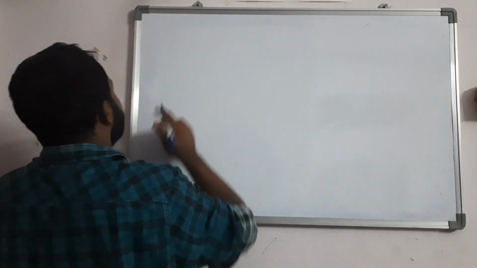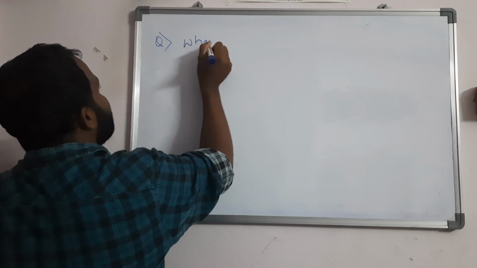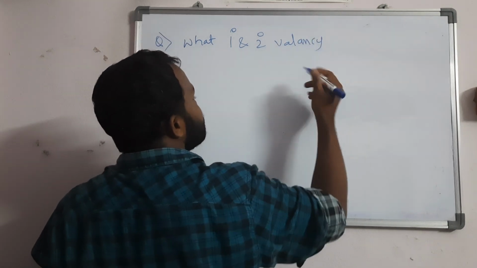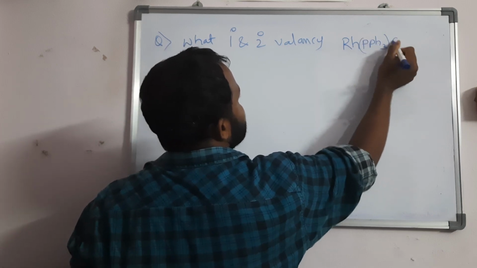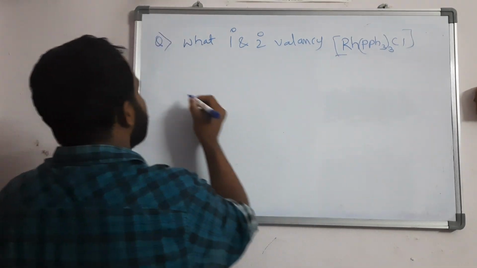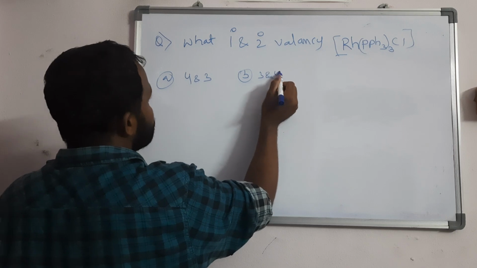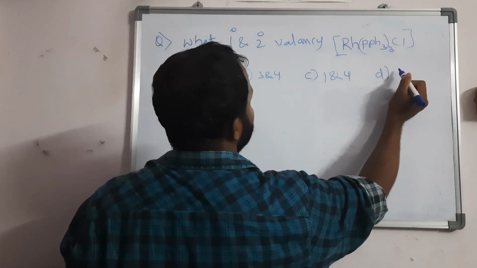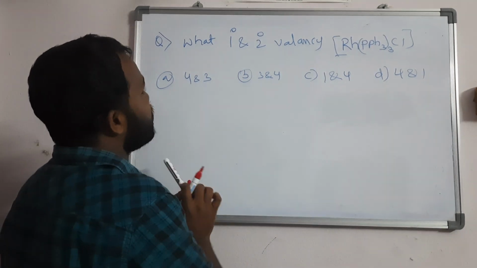From an examination point of view, I will discuss some questions on how they will ask them. What are the primary and secondary valency in the Wilkinson catalyst, rhodium PPH3 taken twice 3 times, and Cl? Options: A, 4 and 3. B, 3 and 4. C, 1 and 4. D, 4 and 1. I already told you the primary and secondary valency.